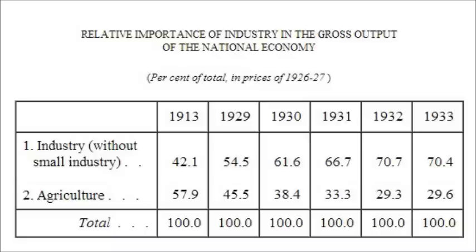By the end of the first 5-year plan, big industry had become 70% of the GDP, which meant that the USSR had become an industrial nation. Here you can see the relative importance of industry in the gross output of the national economy. And this is very interesting information. So you can see that in the Russian Empire, during what is considered to be prosperous peacetime, big industry was 40% of the national economy, whereas agriculture was 60%.